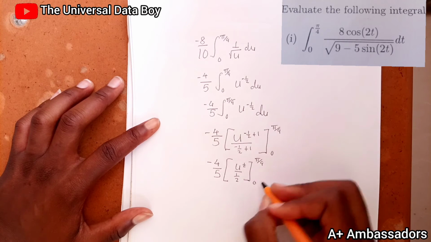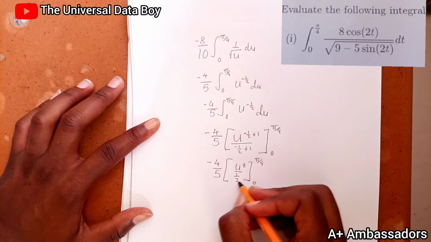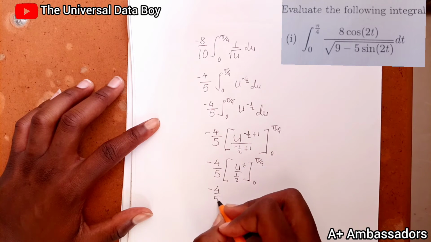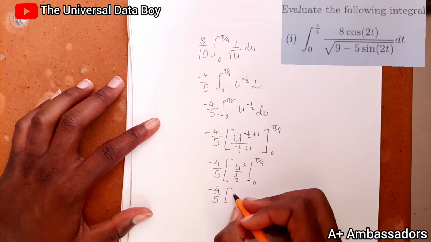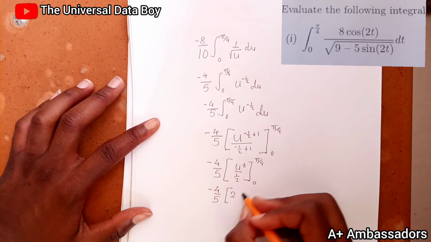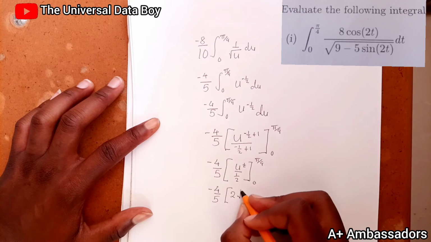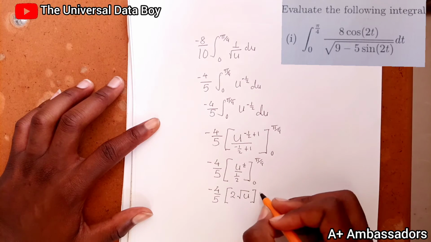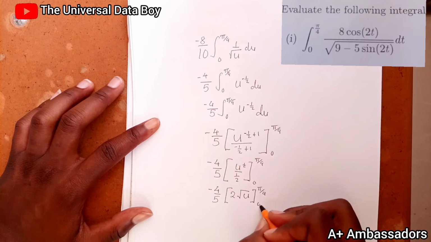So now this half, these 2 can go to the denominator. We are going to have 4 over 5 times 2. This u will become the square root of u, because we'll change now the power into a radical so that we can evaluate once we plug in the limits.